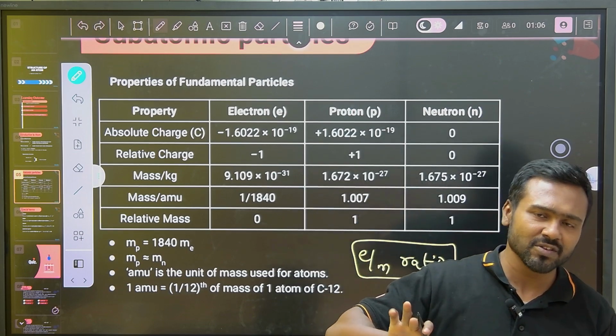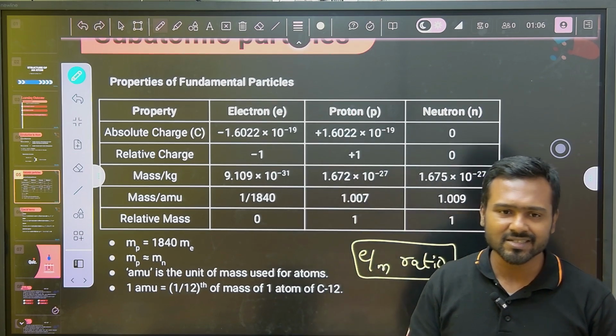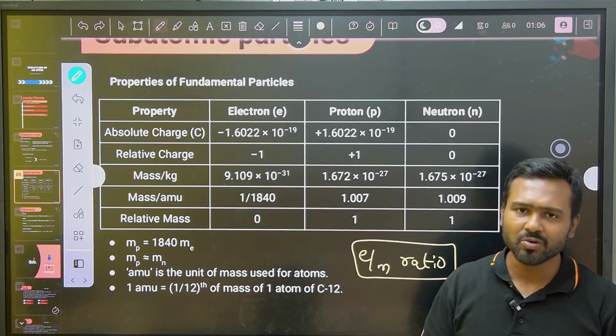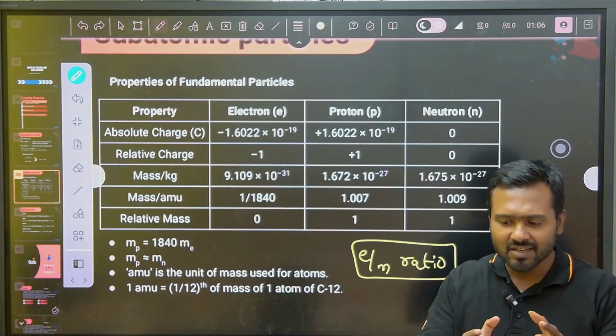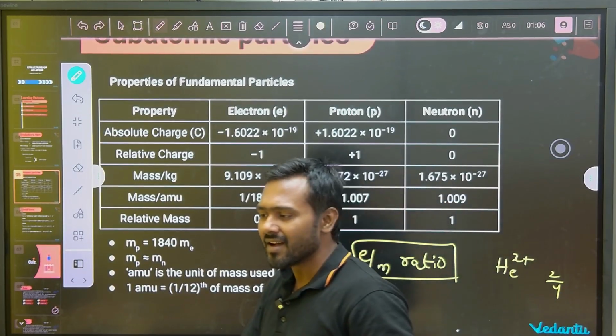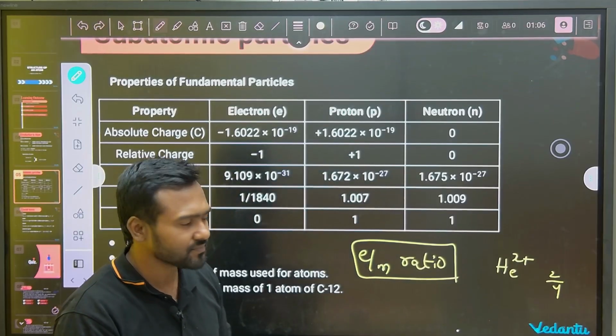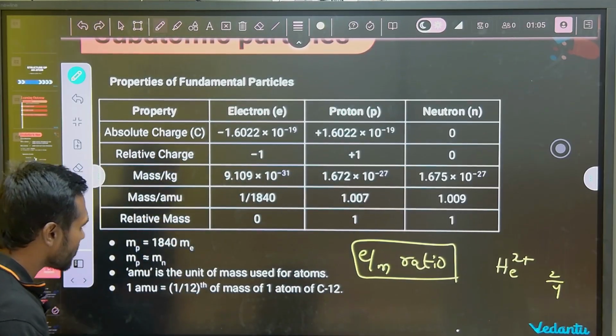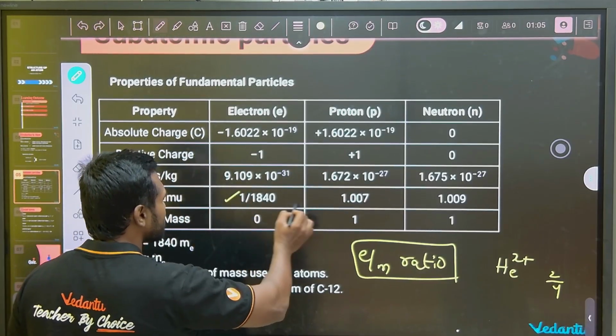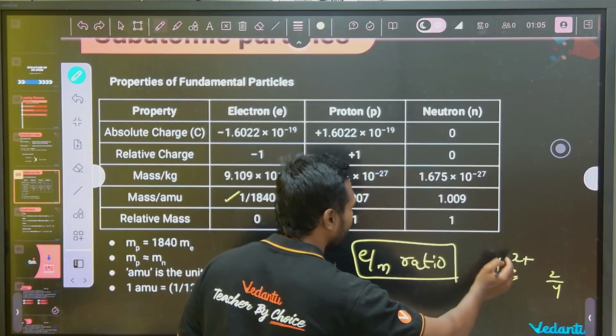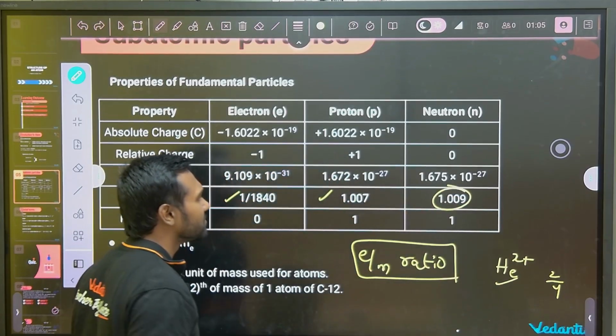If you take absolute values, you will get different ones. Since it is a comparison, they are not going to ask absolute values. They will ask which is having greater, or in increasing order or decreasing order. Fine, next. So highest is electron, second highest is proton, third is alpha particle, and the fourth, the least one, is neutron.